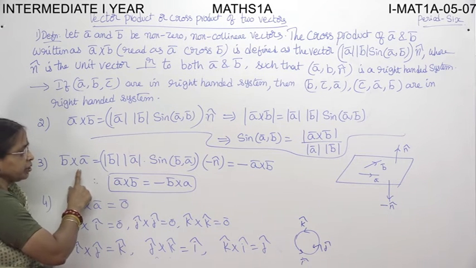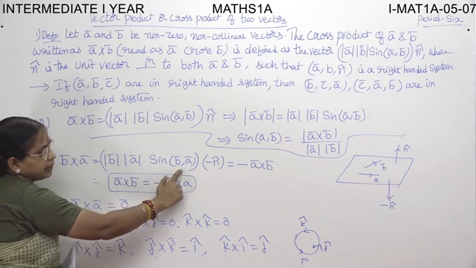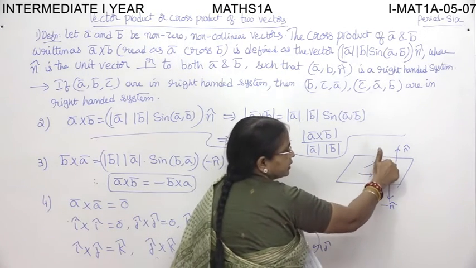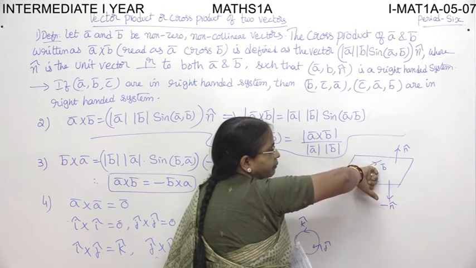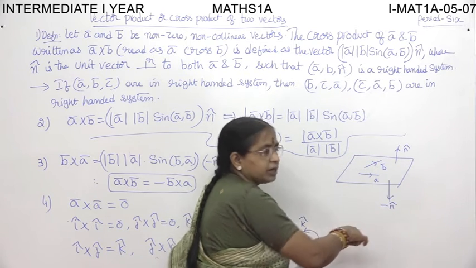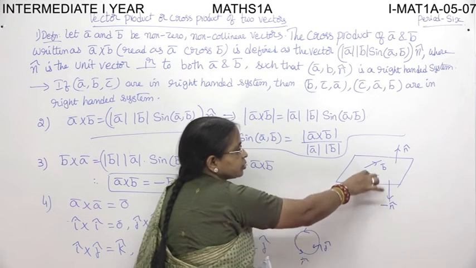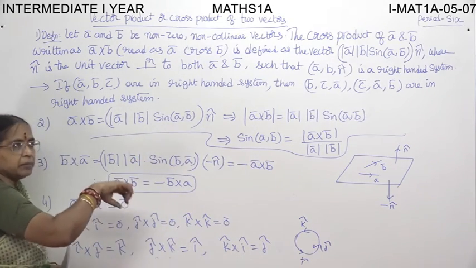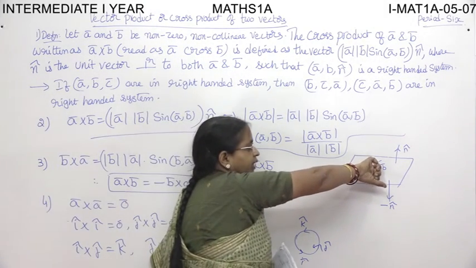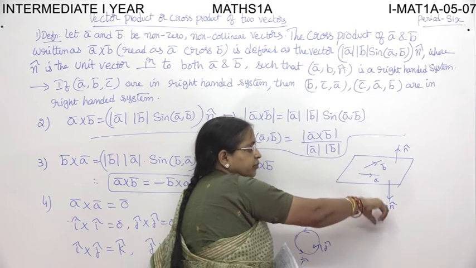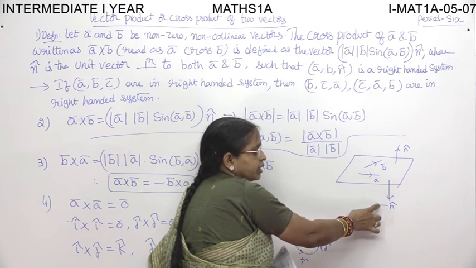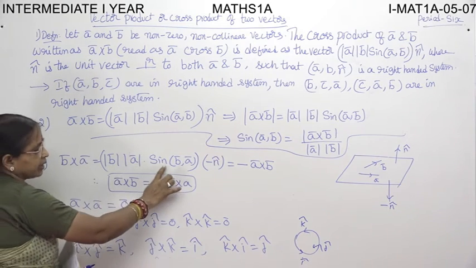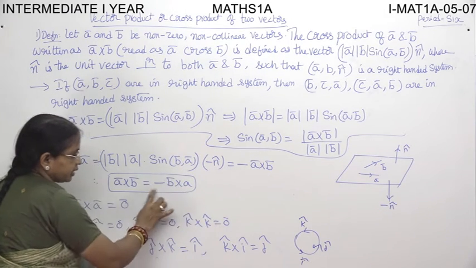Then when you take B cross A, according to this definition, it will be like this. A, B, n cap form a right-handed system. Then B, A, minus n cap, whose direction will be downwards, will form a right-handed system. I am keeping my right hand like this. So minus n cap also forms the right-handed system. So B cross A is nothing but minus A cross B.